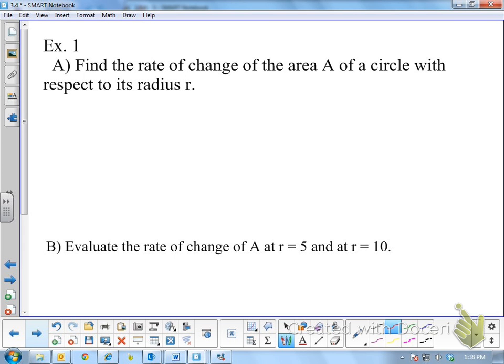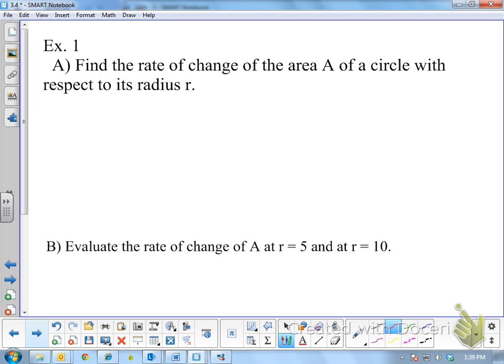So most of the time when we've been working with this instantaneous rate of change, we've been comparing the rate of something over time. So how is the radius changing over time? Or how is the distance the person is from 0 changing over time? But this time we're comparing, if I have a circle and my area is changing, how does the way the area changes compare to the way the radius is changing?